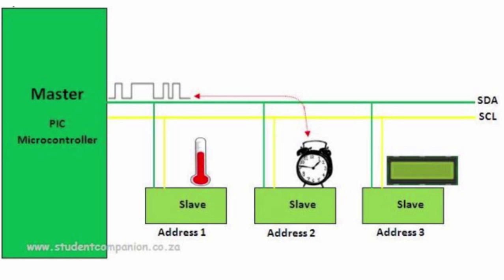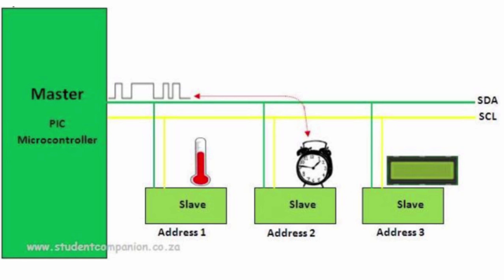In this illustration, you can see we've got three different devices. We've got one temperature sensor, we've got one real-time clock, and we've got one LCD. They are all connected to one PIC microcontroller using two lines, because they all support the I2C protocol. We could also add some more devices.